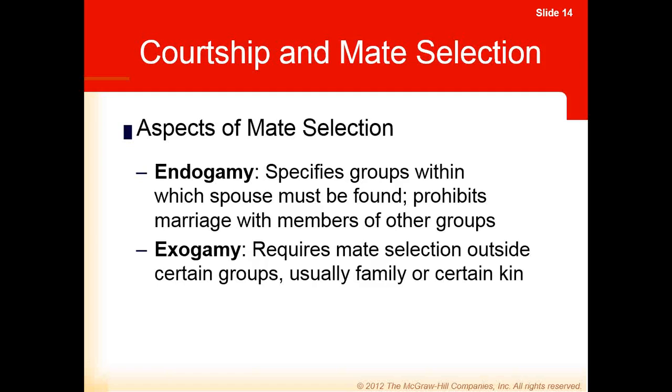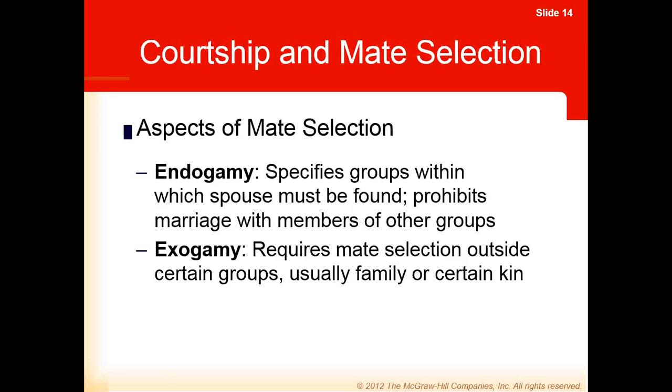Exogamy is the requirement that you select a mate outside a particular group. Like you can't go to a family reunion looking for a spouse to begin a new family with. Usually the restriction is that you need to go outside the family, and so that's an exogamous requirement.